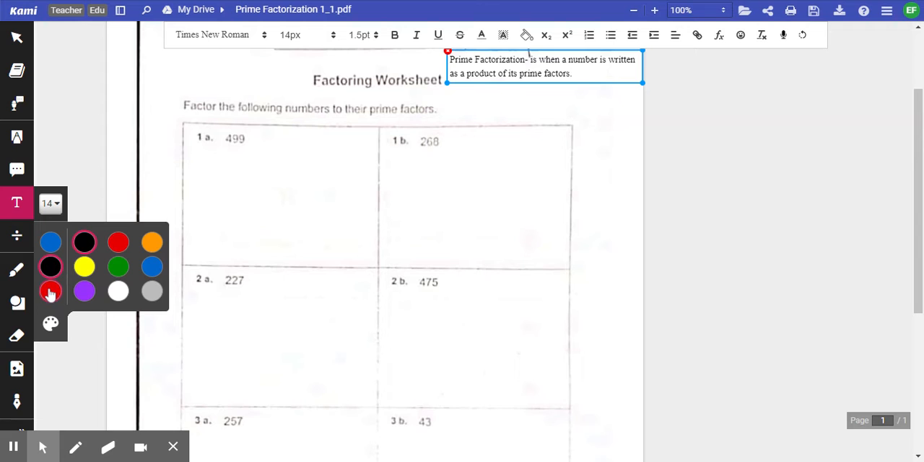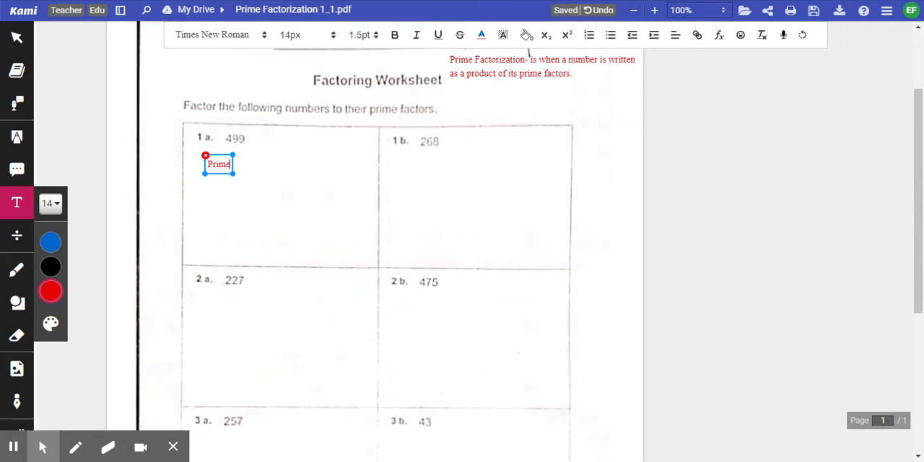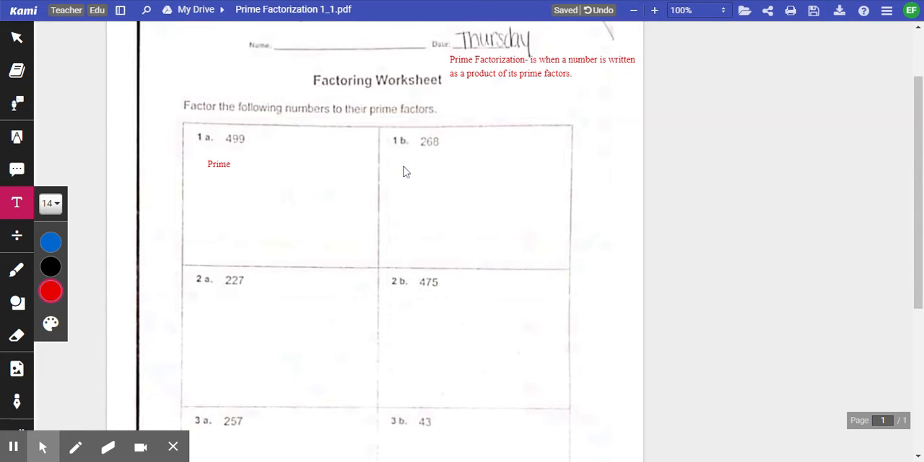So if a number is prime, we're going to simply type or write prime in the box. So 499 is prime, but it's not on your prime number chart. If a number can be divided by more than 1 and itself, then that's called a composite number, and we can find those prime factors. It's very important when we do this that we only divide by prime numbers.